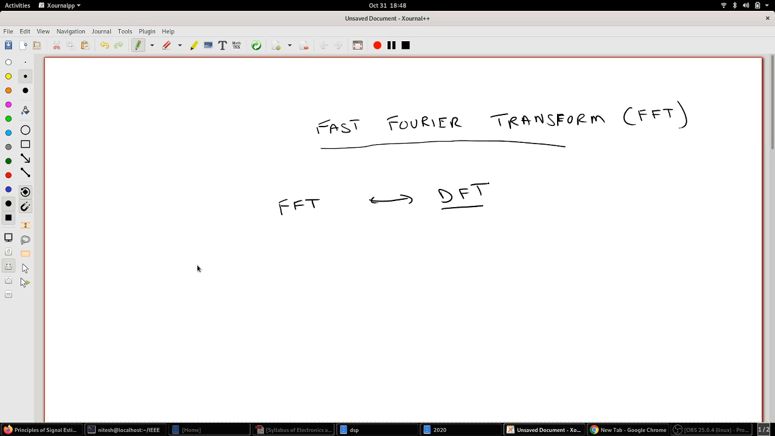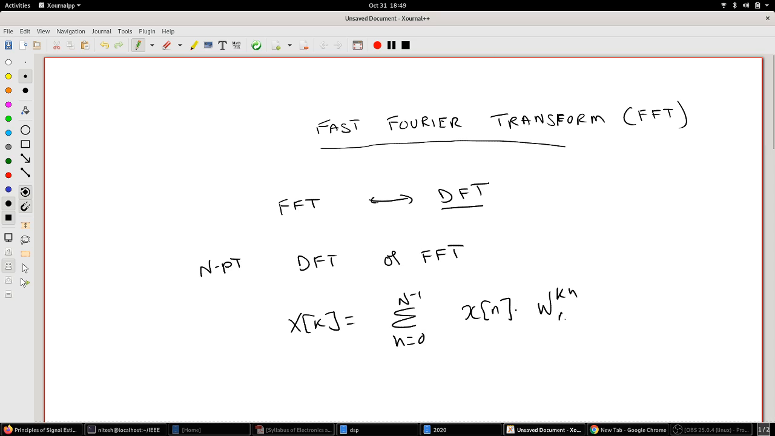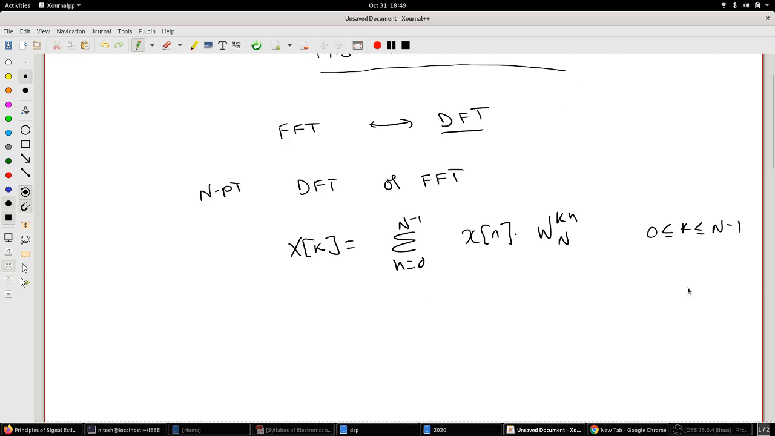So for an N-point DFT or FFT, the formula will be the same. That is X of k is equal to summation n equal to 0 to N minus 1 x of n into W_N^kn, where k is from 0 less than or equal to k less than or equal to N minus 1. So this is the N-point DFT formula.